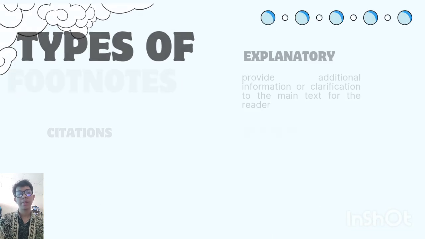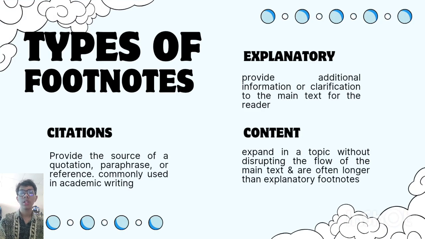Next is types of footnotes. There are three types of footnotes. The first is citation footnotes. This shows where a quote or idea came from. The second is explanatory footnotes. This will give extra details or clarifications to the main text for the reader. And the last is content footnotes. This will expand the topic without disrupting the main text, so the content will often be longer than explanatory footnotes.